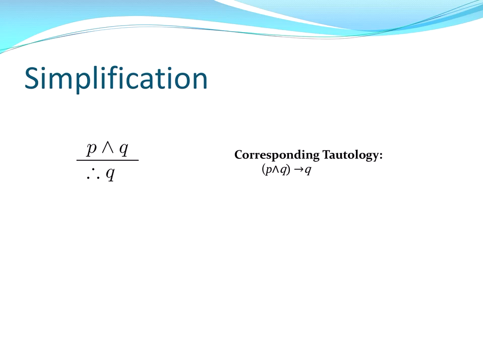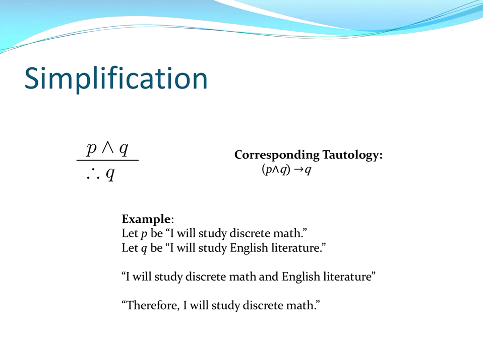Simplification. In this case, all we are doing is taking one part of a true conjunction. The premise is P and Q. Therefore, Q. Or I could have picked P. So P is I will study discrete math, Q is I will study English literature. The premise is I will study discrete math and English literature. Therefore, I will study discrete math. This rule of inference is useful for breaking down, pulling out just what you need in order to make your proof, making things smaller. Simplification.